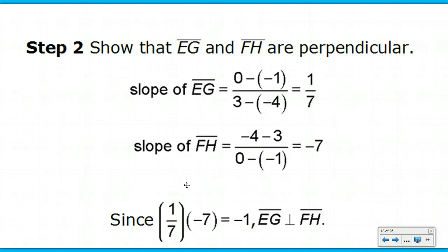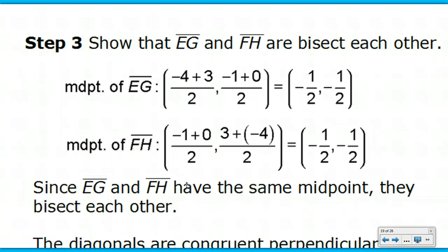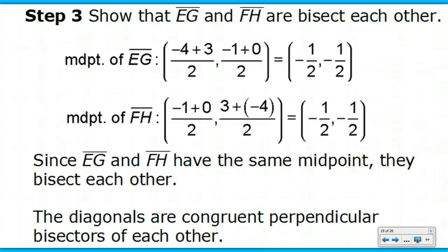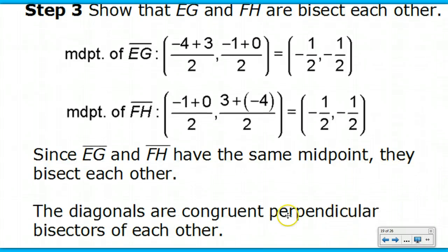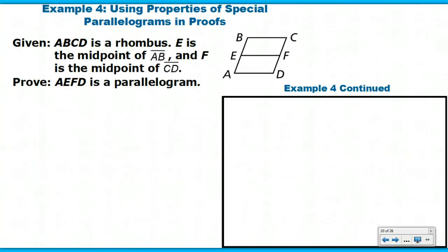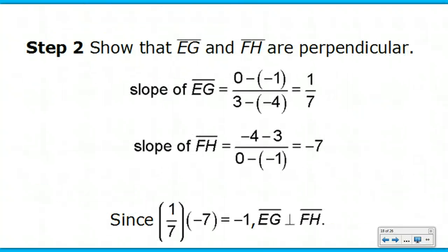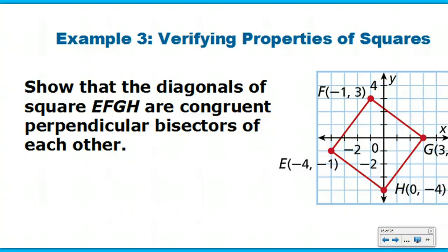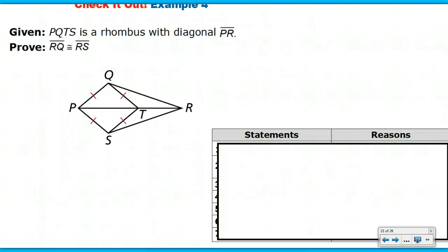Okay? We can show that EG and FH bisect each other by looking at midpoints. Since EG and FH have the same midpoint, they must bisect each other. The diagonals are congruent, perpendicular bisectors of each other. So we have shown that the square, let's look back at the square, has diagonals that are congruent and perpendicular bisectors of each other. That's really cool. Very good.